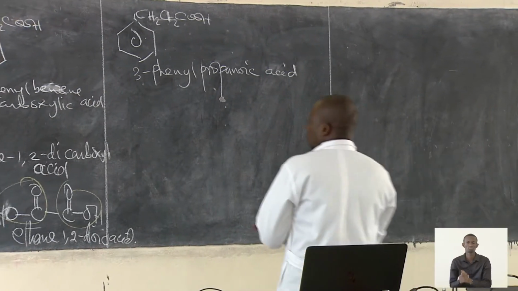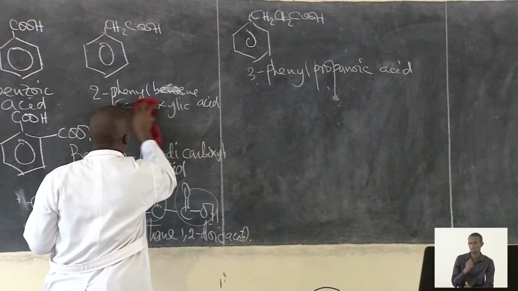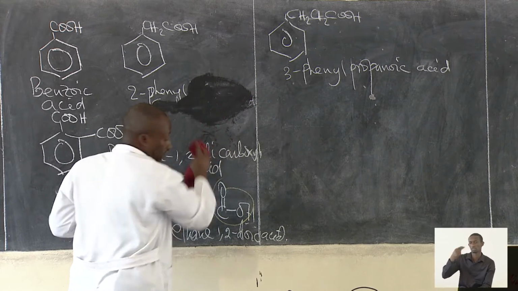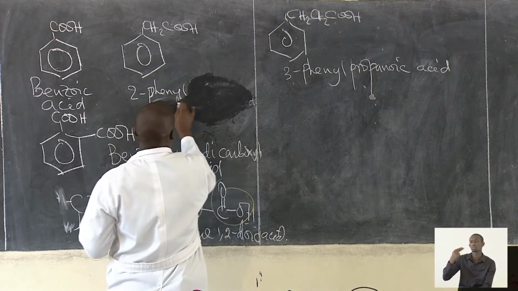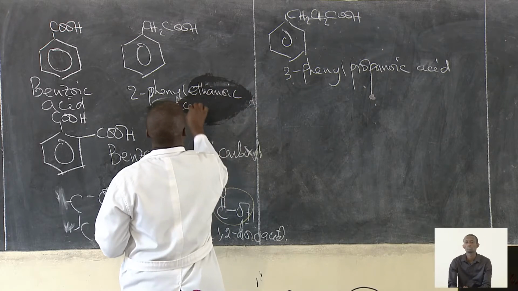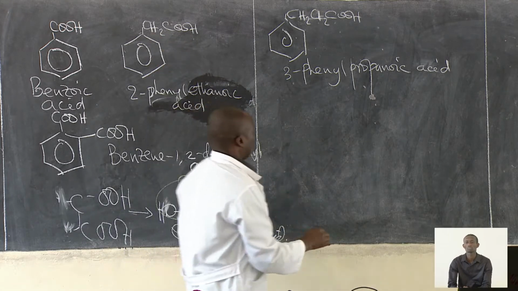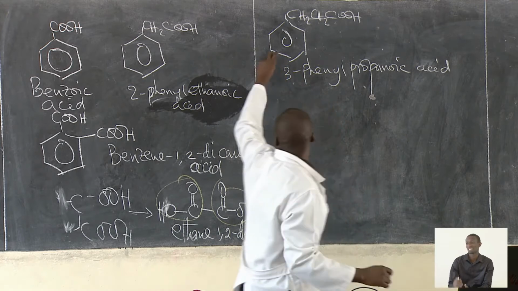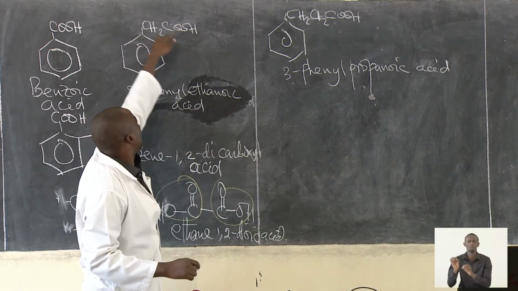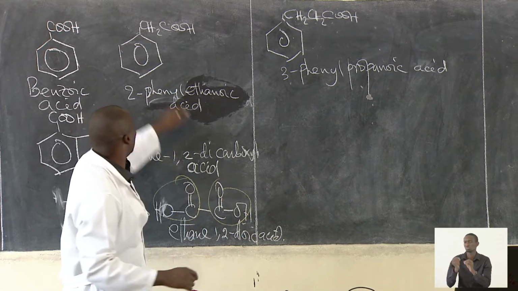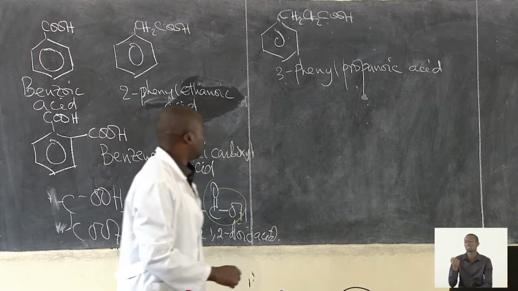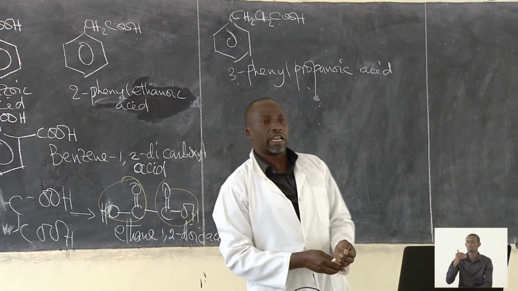So we can call this one phenyl ethanoic acid. Why? This is the ethanoic acid because this carboxylic acid is not attached directly on this benzene. So it has two carbon atoms. So that is how we can name it.